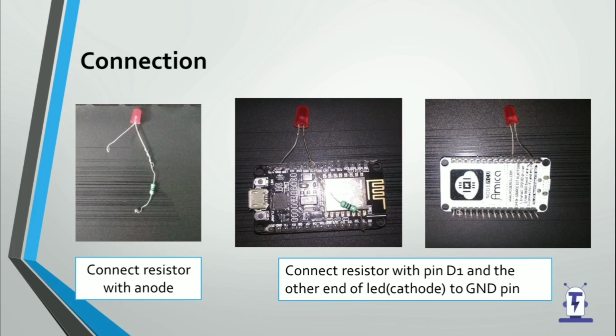Here are the connections. You need to connect the resistor with the anode or the long wire as shown in the figure. Connect the other end of the LED to the ground pin of NodeMCU. Then connect the resistor with the D1 pin of NodeMCU. You can use any GPIO pin from D0 to D8. For a detailed explanation of NodeMCU, watch the video where I explained the NodeMCU.